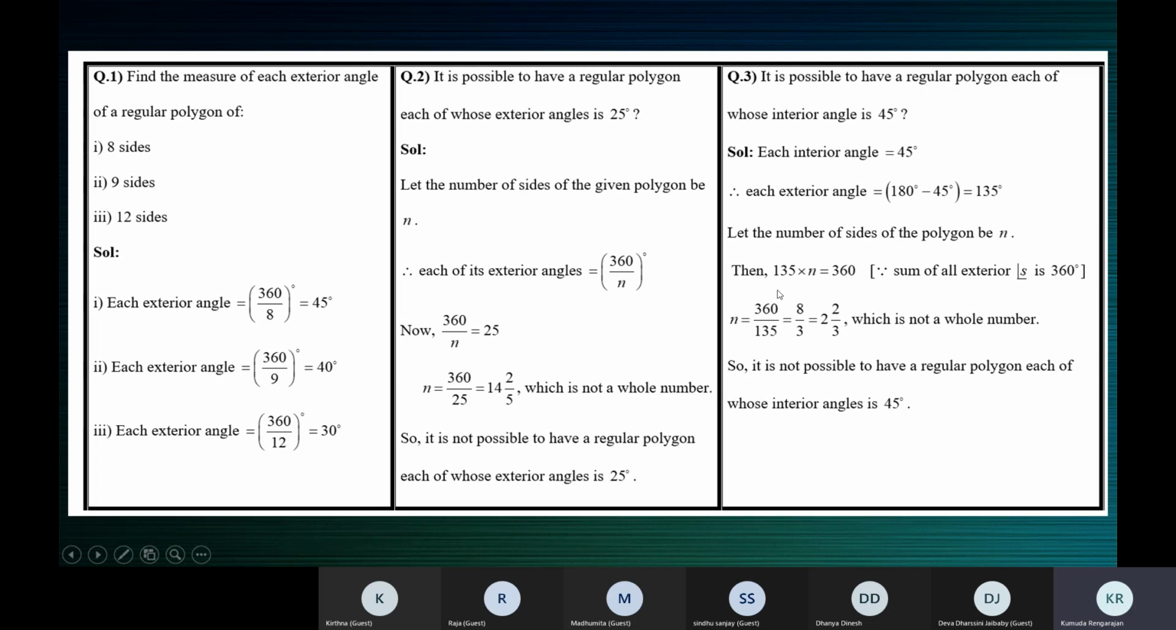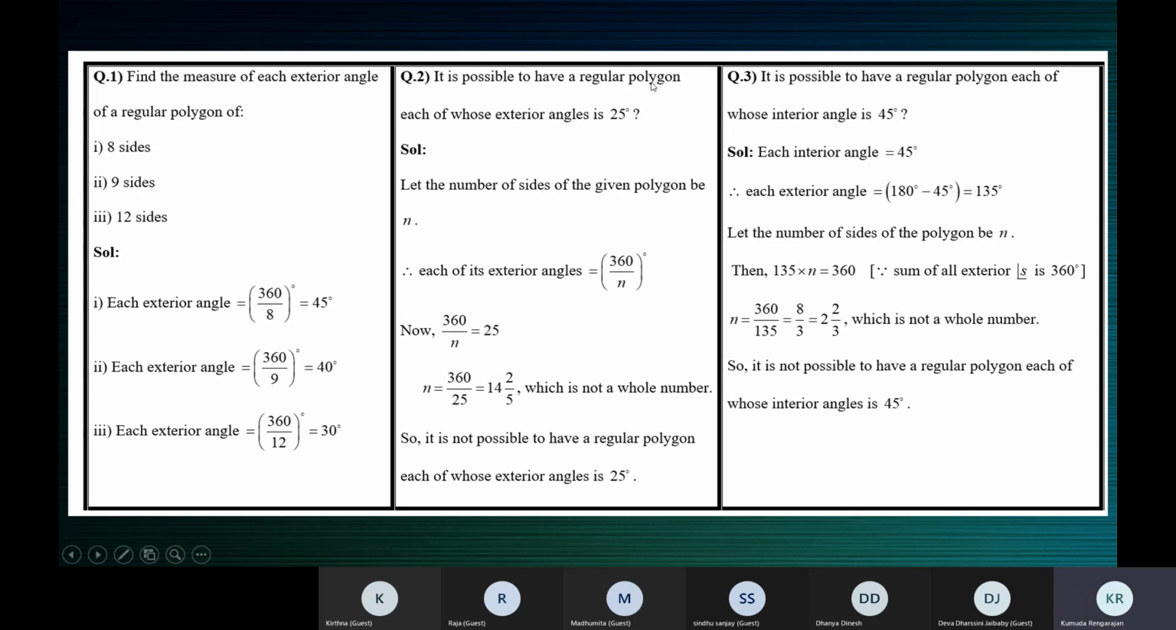So on working that, we'll get 135 into n is 360. n is equal to 360 by 135. You get 2 by 3. Again, not a whole number. So it's not possible to have a regular polygon whose each interior angle is 45 degrees.